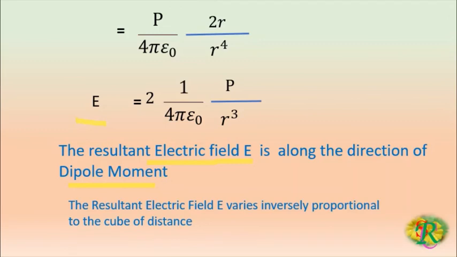From the equation, we can say the resultant electric field E varies inversely proportional to the cube of the distance. For a single charge, the electric field E varies inversely proportional to the square of the distance. In the case of a dipole, it varies inversely proportional to the cube of the distance. It means the electric field varies faster than that of a single charge.